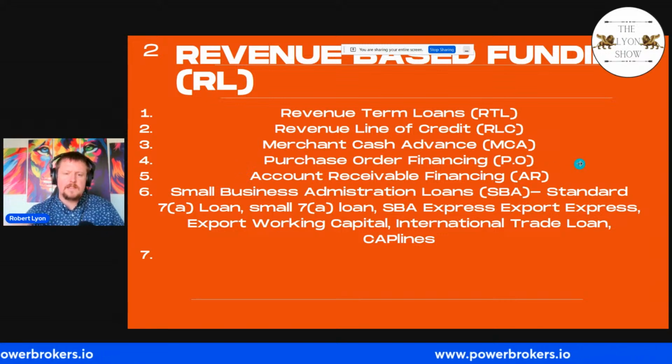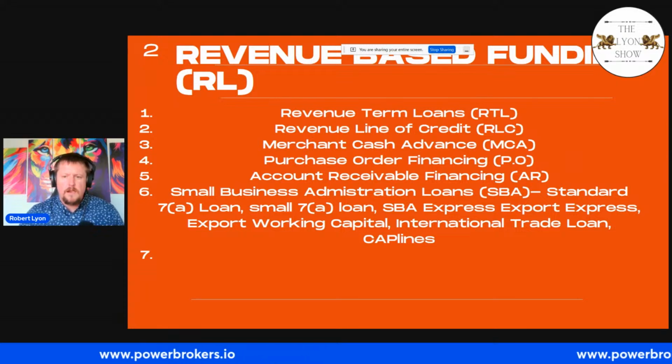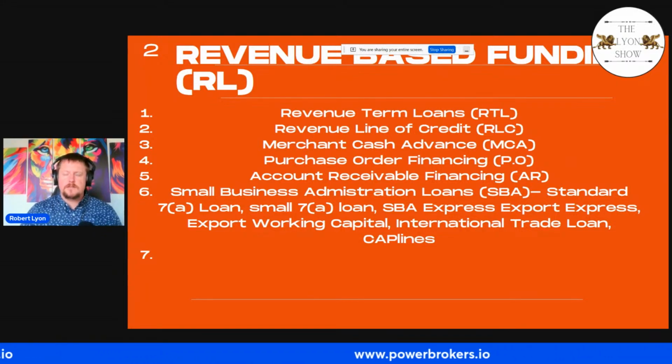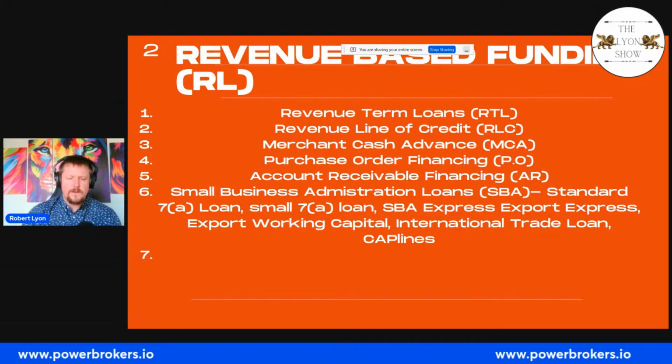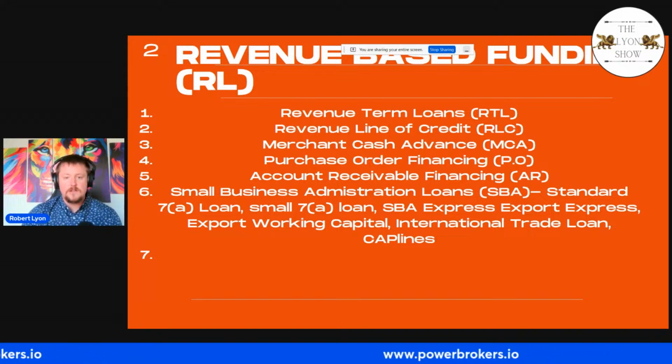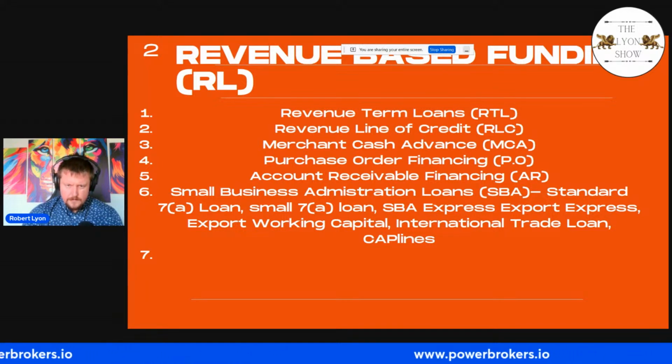Purchase order financing. Let's say you have a contract with Walmart and you need money to fulfill that contract. As long as you have the contract signed and it looks bona fide and legit, the banks will lend you money to fulfill that contract so you can do it. Account receivables, small business, that's the typical SBA loan that the government gives.